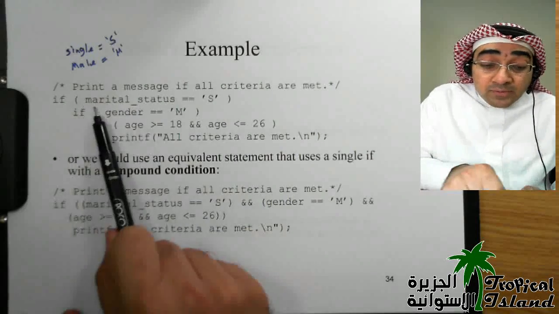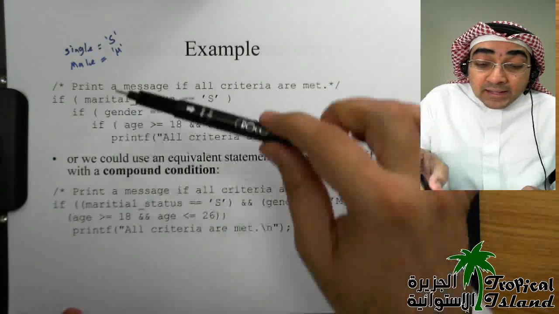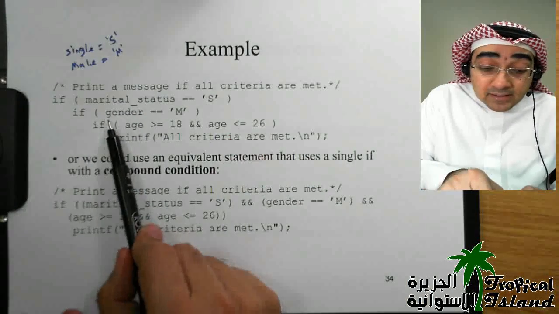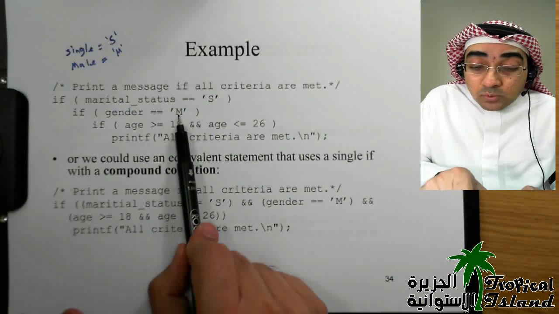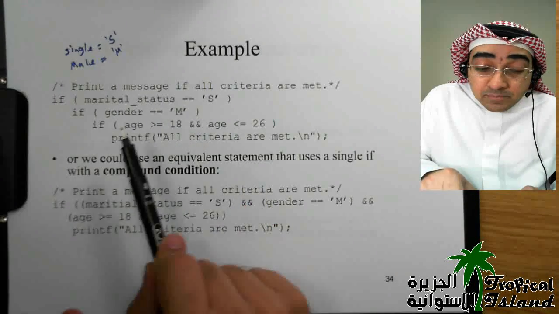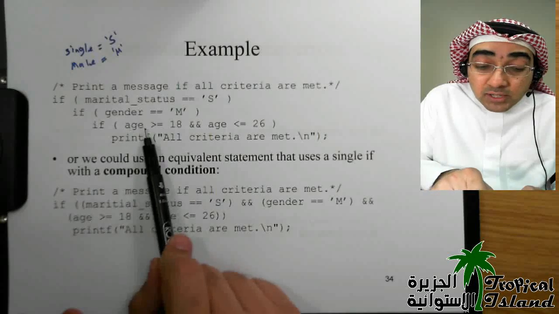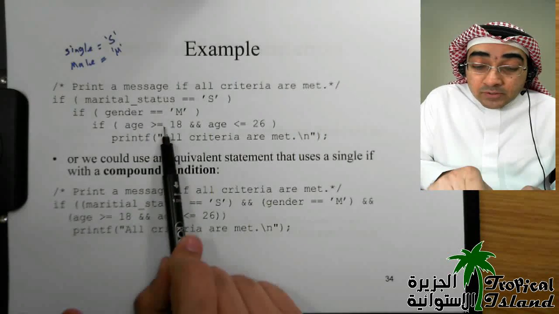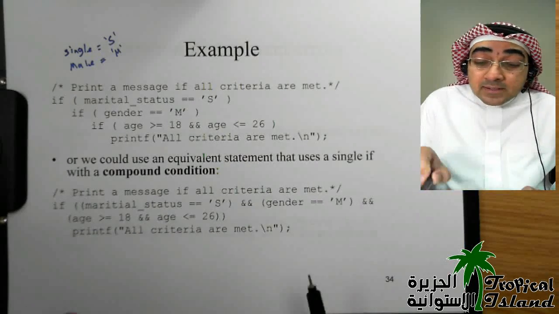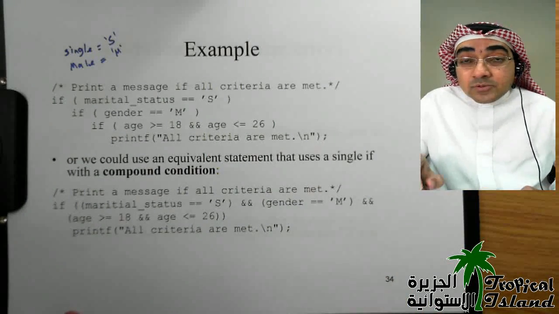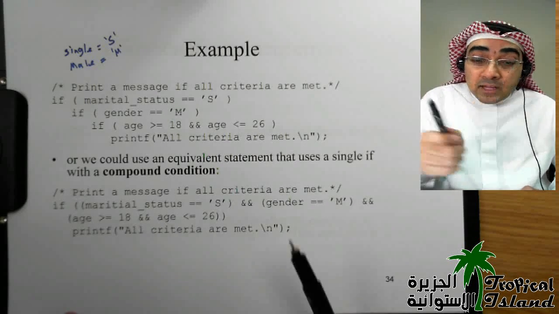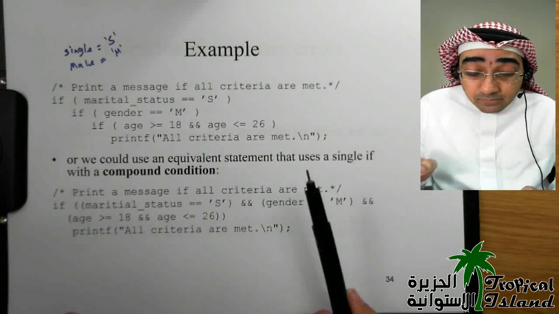If this condition is true, I go inside the if statement and I find another if statement, and in this if statement I say is the gender equal to M, which is male. So if I'm single and I'm a male, I go inside this condition. I'm going to check if my age is greater than or equal to 18, and the age is less than or equal to 26. This means that I got a candidate, so I print to the user, hey, I got a candidate. I have a person who is a single male, age 18 to 26.